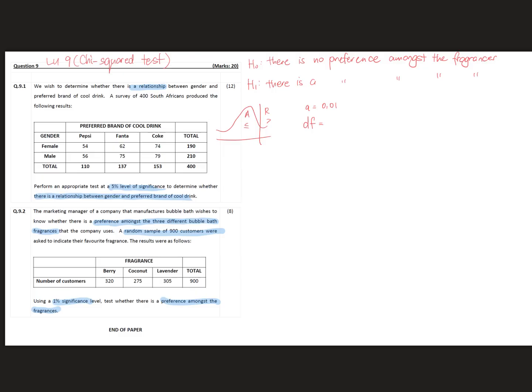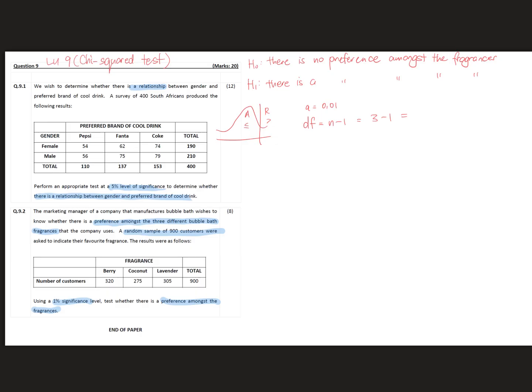We said the degree of freedom is calculated as R minus 1 multiplied by C minus 1. But when you don't have a contingency table and instead you just have a normal table, or maybe they just wrote it out in words or in a sentence or a paragraph, if it's anything other than a two-way contingency table, then you simply calculate the degrees of freedom as n minus 1. And n refers to how many categories there are. So there are three categories here of the bubble bath fragrances. So it's going to be 3 minus 1. So this is 2.